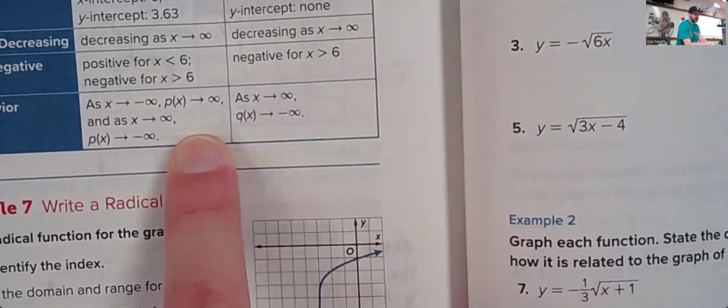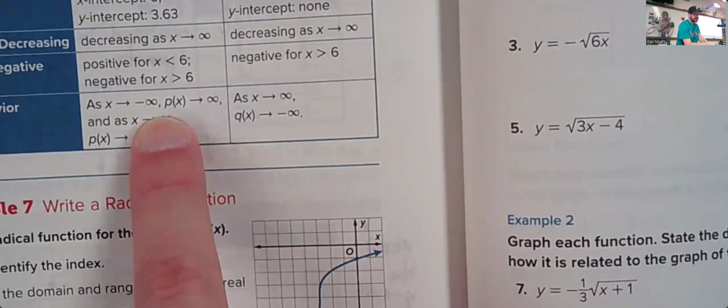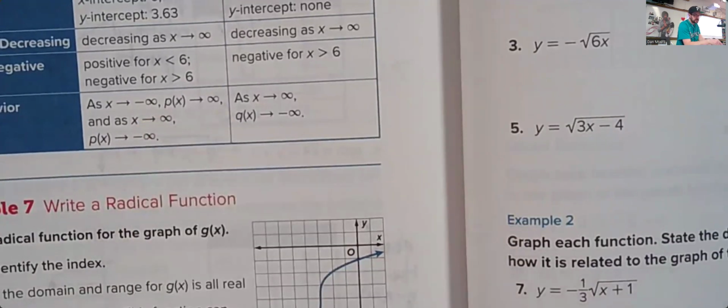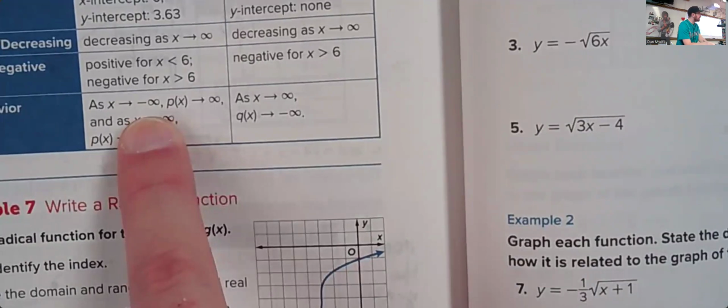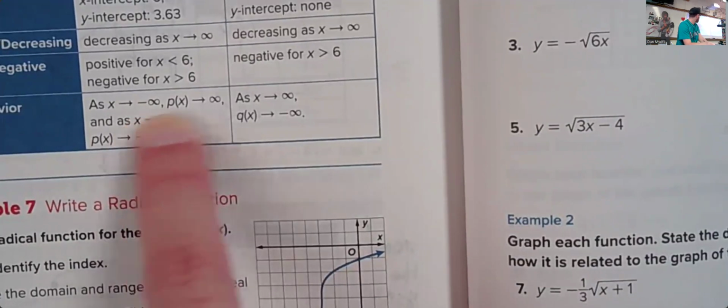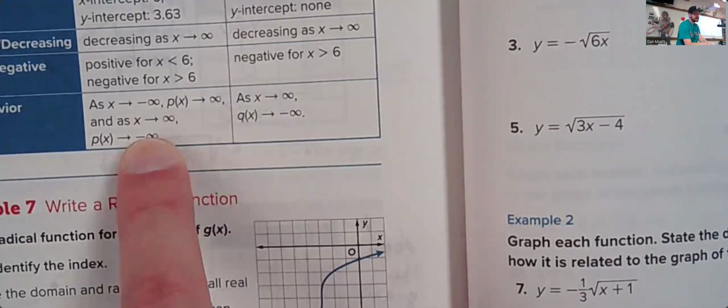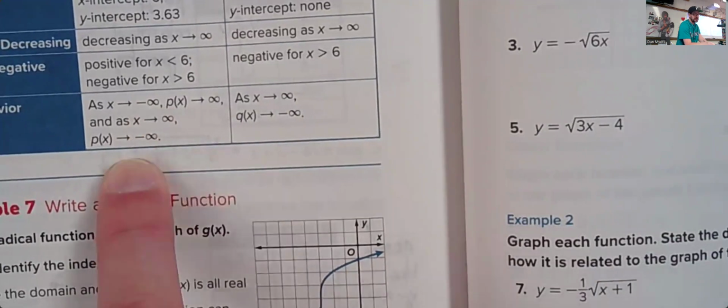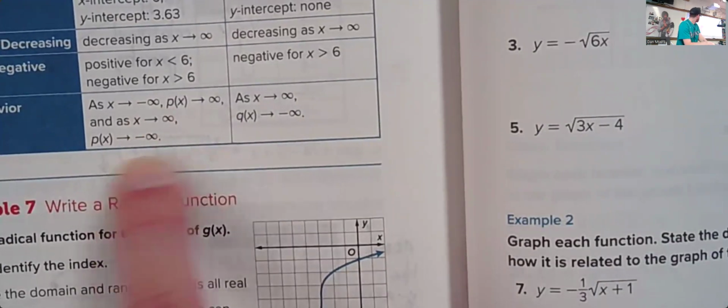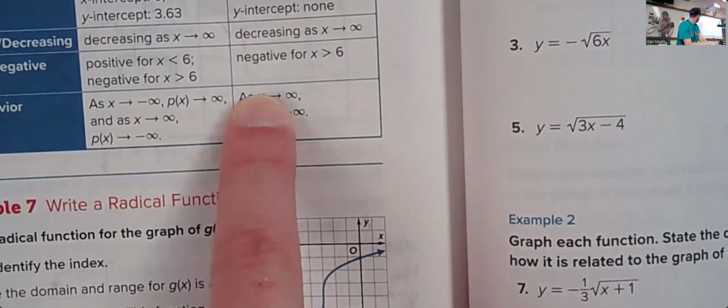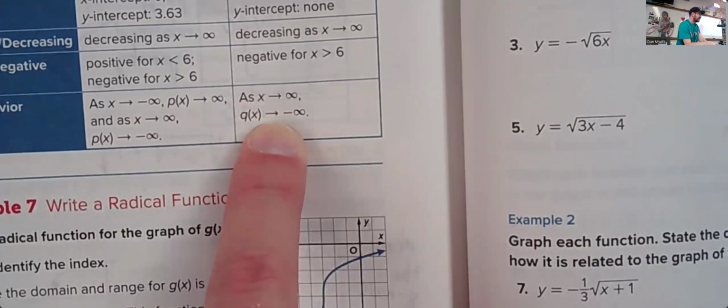And then the end behavior, as x goes to positive infinity, p goes to, as x goes to negative infinity. As the graph goes left on the x-axis, y goes up to positive infinity. As it goes to the right, positive on the x-axis, p goes negative. This one here, as x goes to positive infinity, p goes to negative infinity.